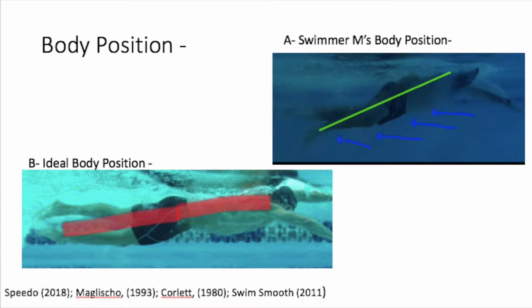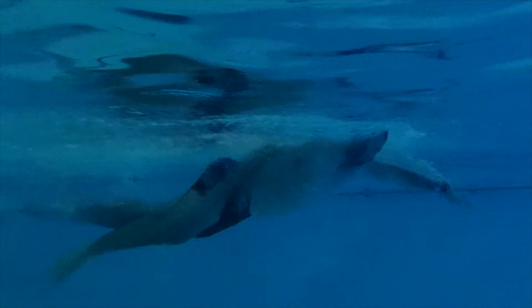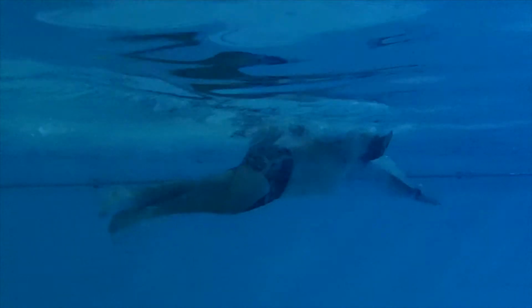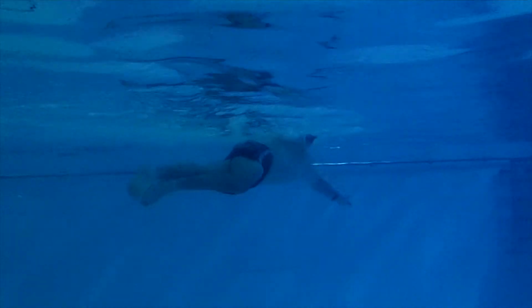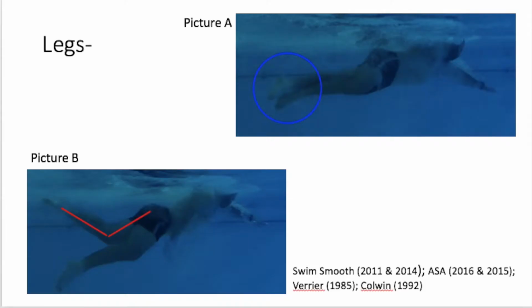Overall, by having this poor body position, the athlete will find it harder to travel through the water quickly and efficiently due to having an increase in frontal resistance. Moving on to looking at the swimmer's leg kick, the first thing that you'll notice is that the swimmer does not kick from the hips, as you can see in picture B. By kicking from the knee and not the hips, it can decrease the swimmer's propulsion.